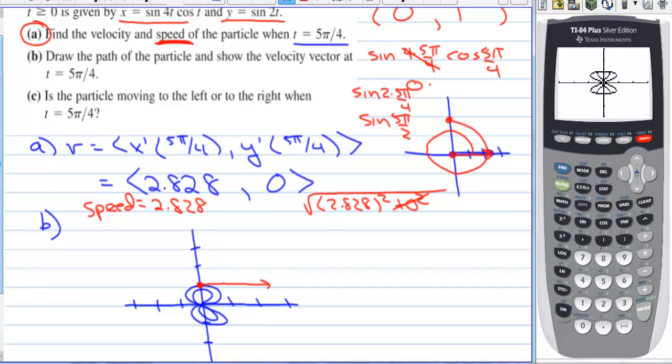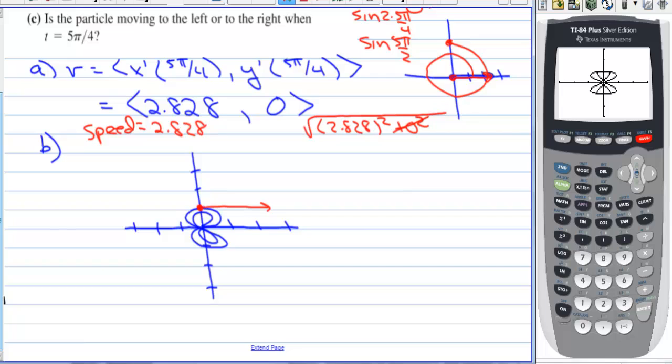Goes right back to what it was. Letter C: is the particle moving left or right at this point? So right before the point, I don't know exactly if it went this way or it went this way. Let's say it went this way. I would have a velocity vector doing this because that would be the direction at that point. Well, right at that instant, when t was 5 pi over 4, that particle was moving horizontally. So in other words, the answer to letter C is simply, at that instant, it was moving to the right.